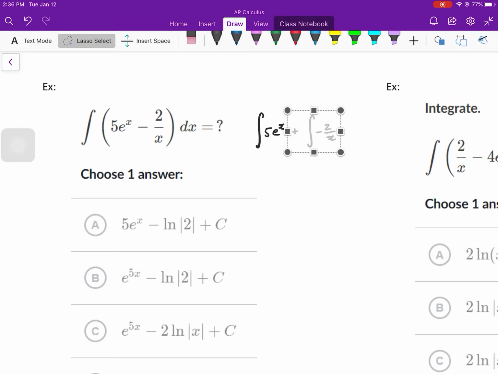And I forgot my dx. I always do that. Surprising I even passed calculus. I think I got a D in the class.